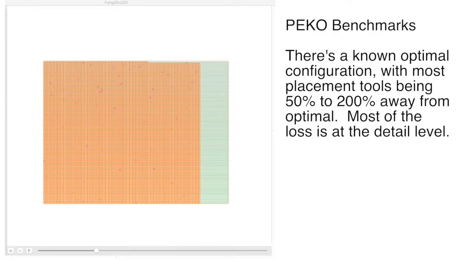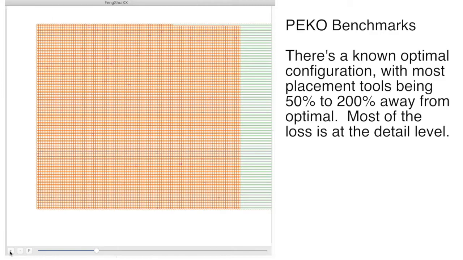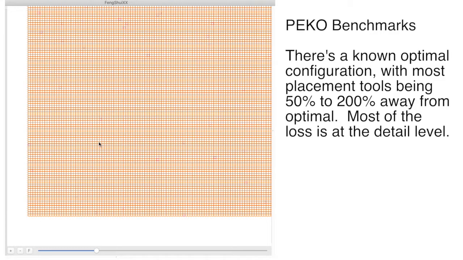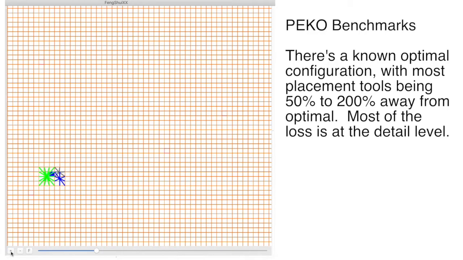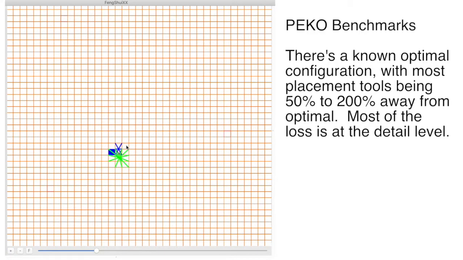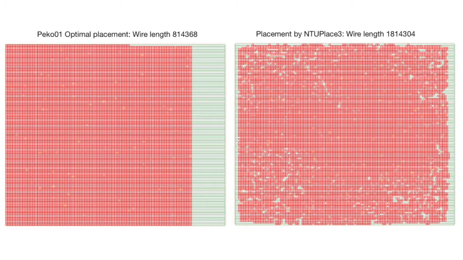To motivate the problem a little bit, let's take a quick look at some benchmarks that were developed a few years back. The PECO benchmarks are placement examples with known optimal configurations. Here's PECO 01. It's not a real circuit, but something generated synthetically, so that we know what the best possible configuration is, and we know what we can do with it. If we run the PECO circuits through standard circuit placement tools, the results are usually much worse than optimal, anywhere from 50% higher wire length to a factor of 2 or even more.